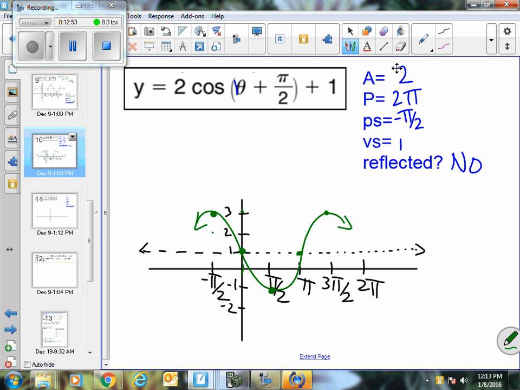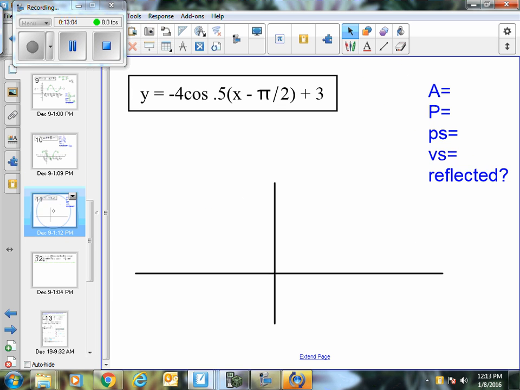We shifted left 1 unit, or pi over 2, and up 1 unit to 1 for the middle. So we're just moving that graph over. So if you need to do it in multiple steps, great. If you can do it all in one, fantastic. Okay, let's try another one.